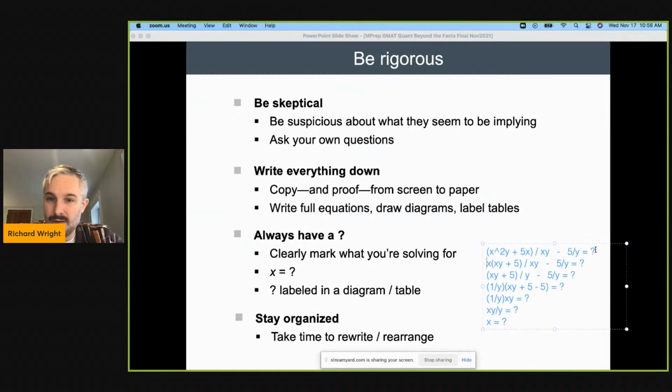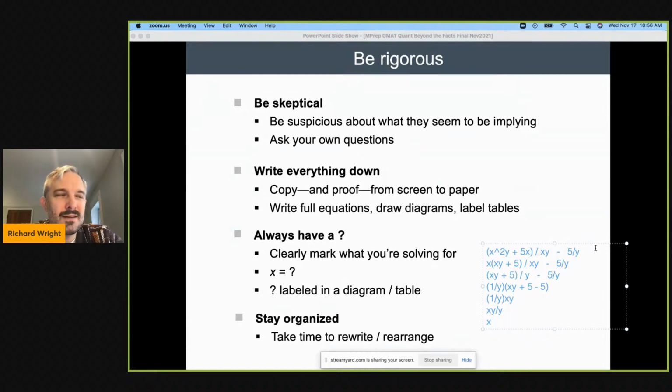So I wrote a question mark on every single line, and that's what helped me realize at the bottom, X is really my question mark. One of the things that could go wrong if you don't use understand, plan, solve is if you're just writing down this stuff, or if you're not being rigorous, if you're not writing down the question marks, I get down to the bottom here and I just have X.